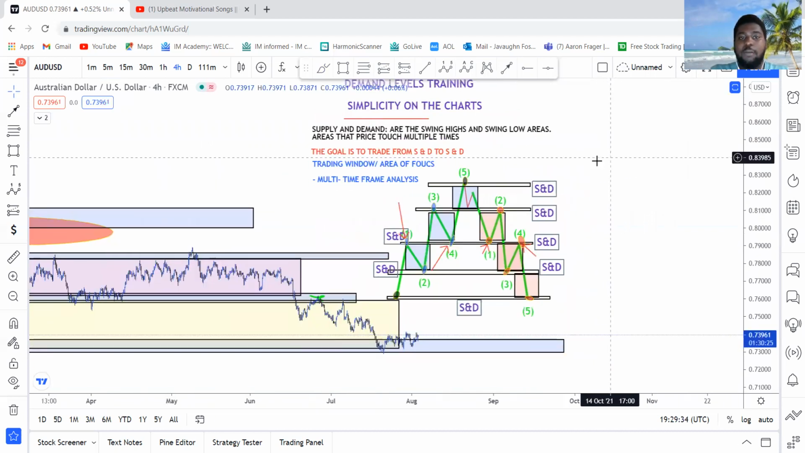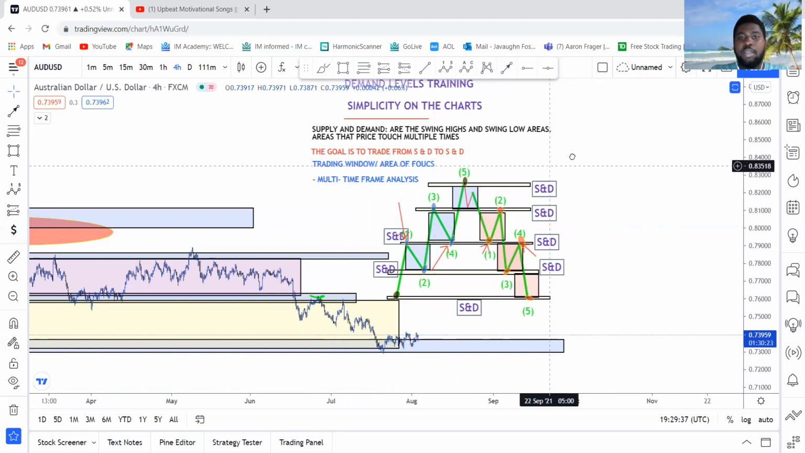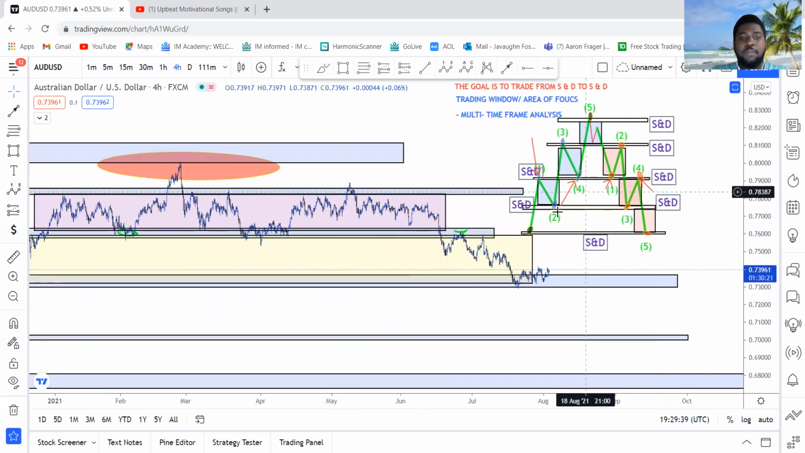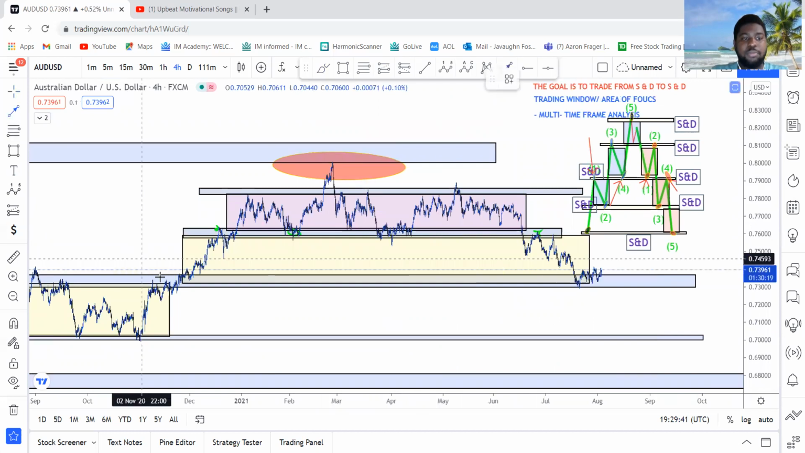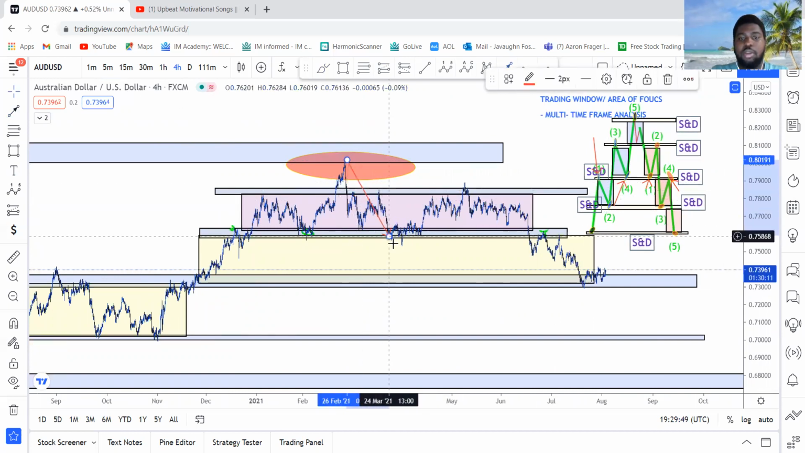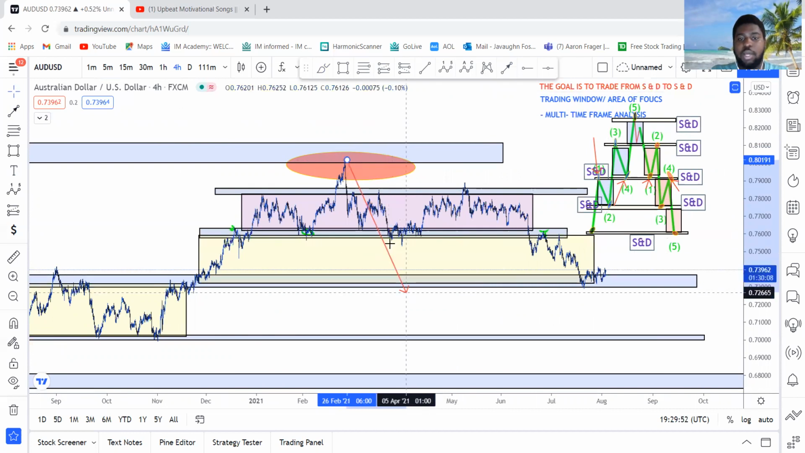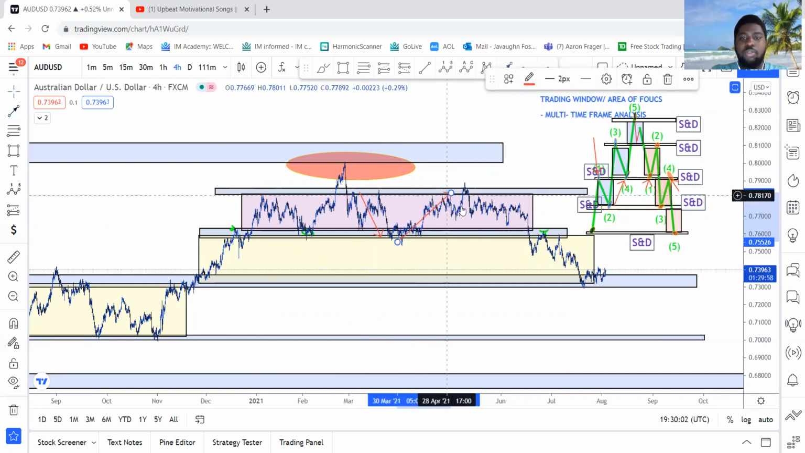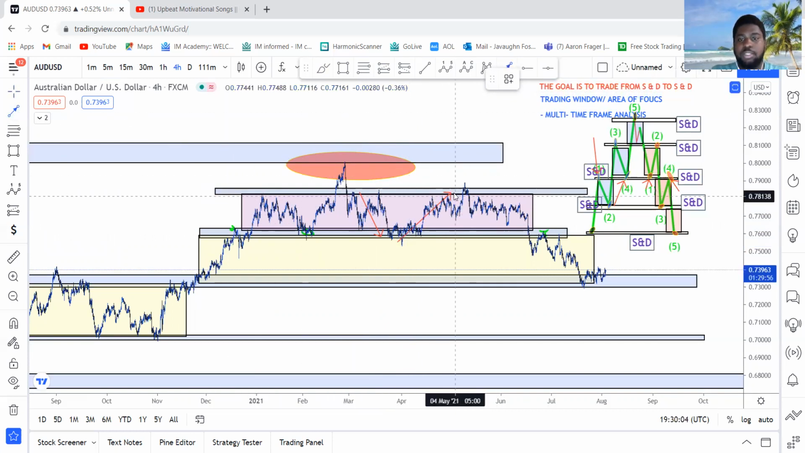The goal is to trade from supply and demand to supply and demand, right? You want to trade from here. For example, price came up here and you came back in the supply and demand zone. You want to trade it from here to here, right? If you try to hold the trade all the way down here, as you can see, price ends up pulling back on you, right? So you want to trade from supply and demand back to supply and demand, and then from supply and demand to here.